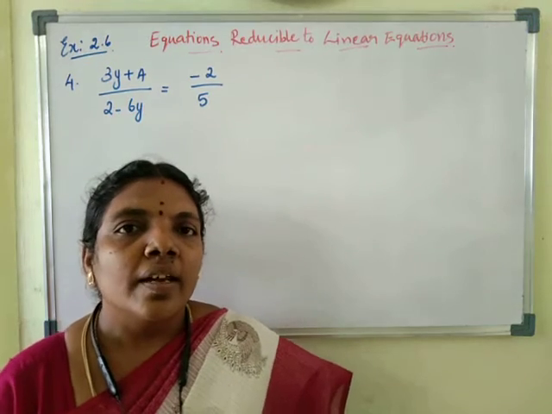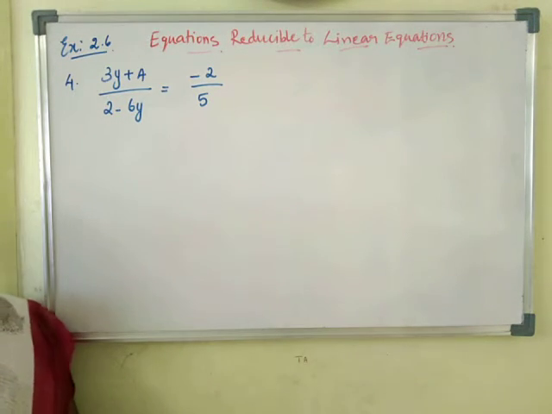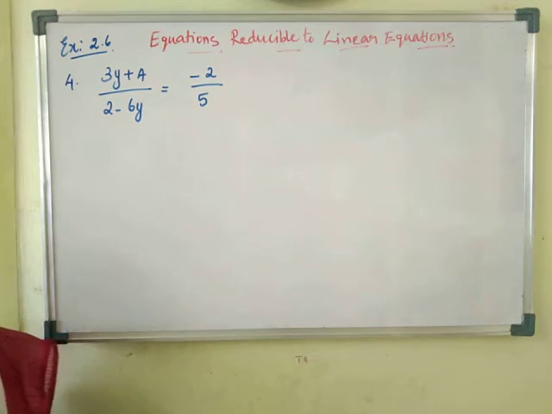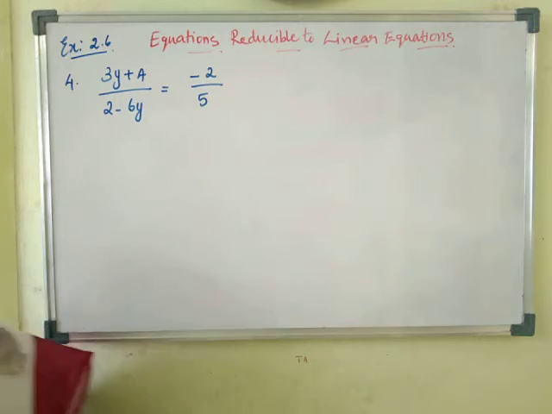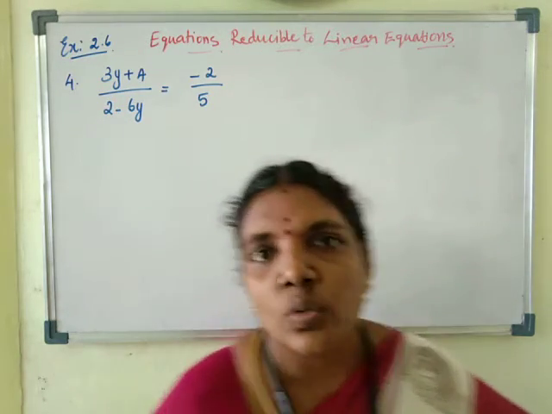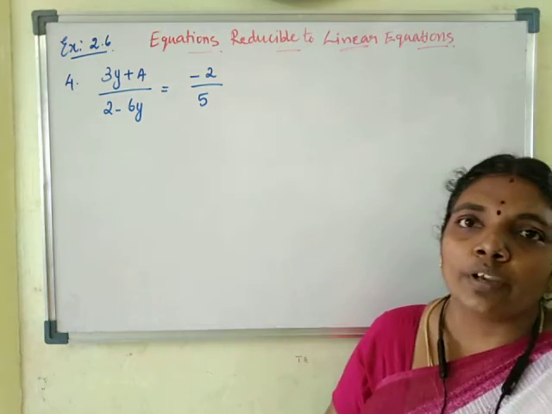Good morning students. In this video we are going to see equations reducible to linear equations. In exercise 2.6, the fourth sum is given like this: (3y + 4) divided by (2 - 6y) is equal to -2 by 5.